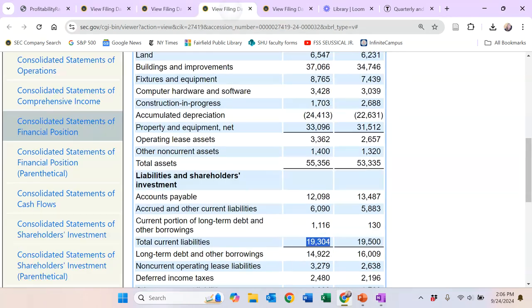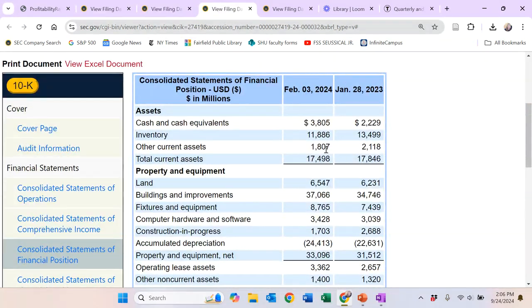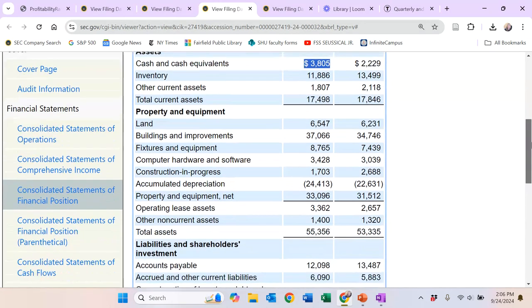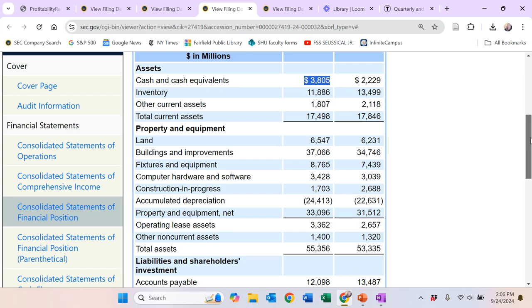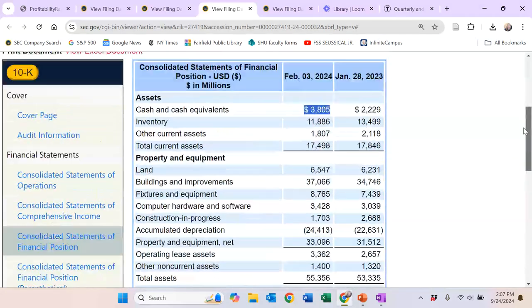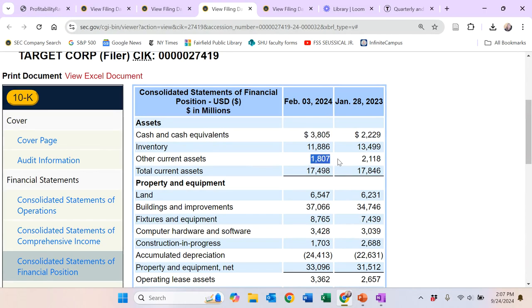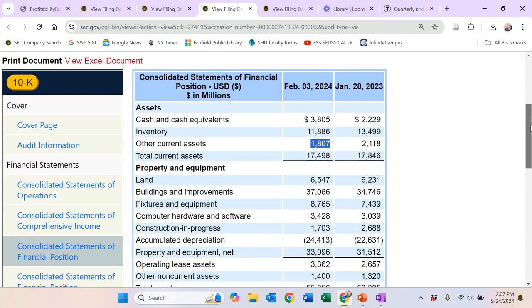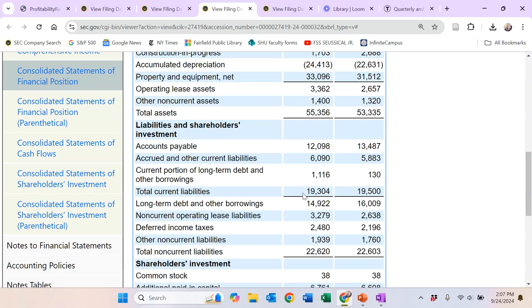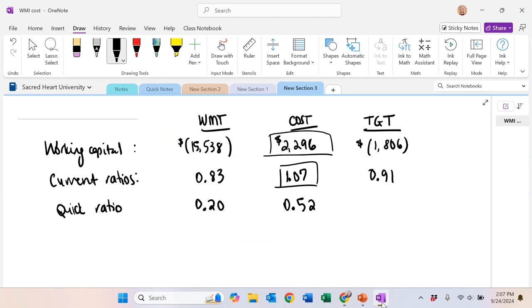For Target, let's look at what they have in their current assets. We have just simply cash, 3805, no marketable securities, no accounts receivable listed out independently. Maybe if there are any receivables, they'd be lumped together in this other current assets. And we're going to divide our cash and equivalents by our total current liabilities, 19304. And we're going to get a quick ratio that's exactly the same as that of Walmart, 0.20. So we see on all measures, we have Costco being the most liquid company here.